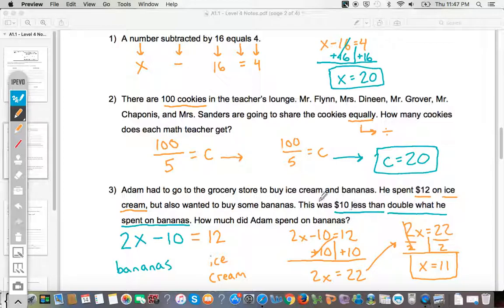So again, these are tough problems, but we will get plenty of practice with these, don't worry. It's the level 4 for a reason. So if you need more time to write this down, please pause the video.